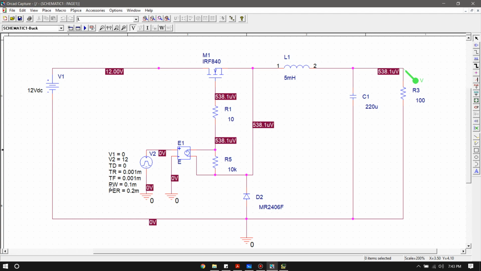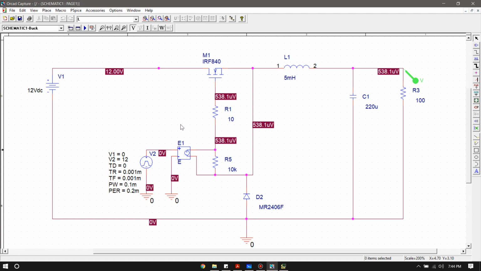PW is the pulse width, and PER is basically the time period of the pulse. If the time period of the pulse is 0.2 millisecond and we have a pulse width of 0.1 millisecond, we are basically getting 50%. The maximum duty cycle we can get is obviously 100%, and that will be done with a pulse width of 0.2 millisecond. I hope you understand how that works.